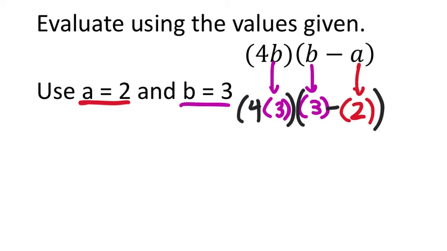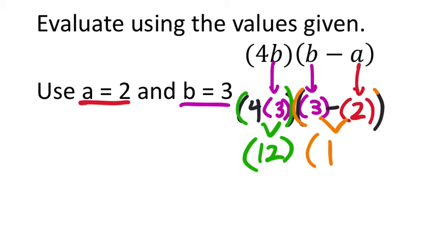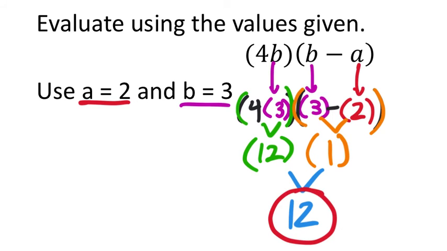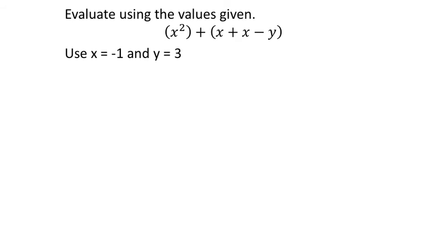Now, again, I always just start with the one on the left. I don't really care where you start. Just make sure you evaluate these by parentheses. So parentheses 4 times 3, which is 12. And then in this set of parentheses, that's 3 minus 2, which is 1. Okay, so that set of parentheses ends up producing a 1. 12 times 1, not too bad. That's just 12. Done. All right, how about this one?